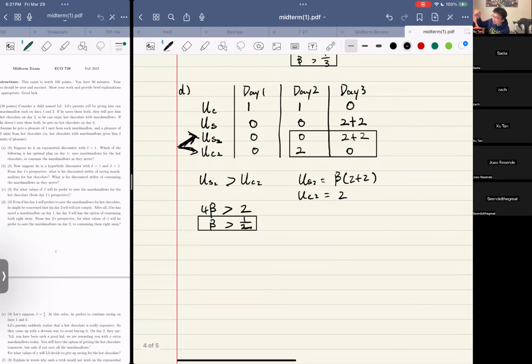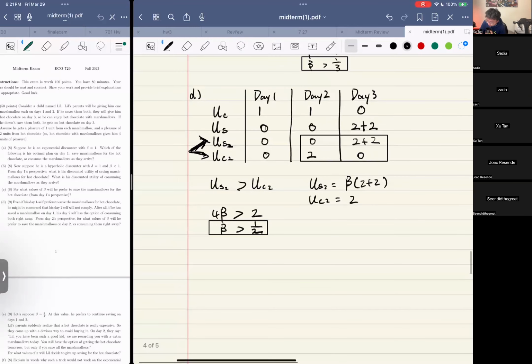So at day 2, if your future discount is more than 1/2, you will comply and do the saving. If it's less than 1/2, that means you discount more. You can't fight the temptation of eating it right now, because you discount the future value of 4, right?